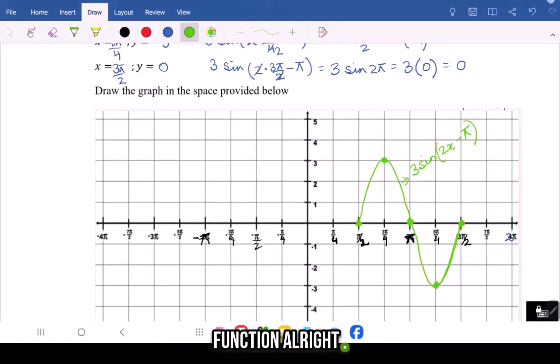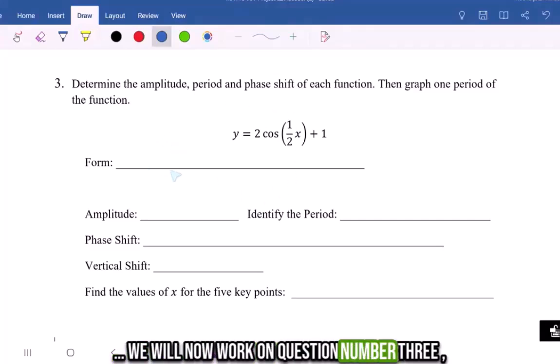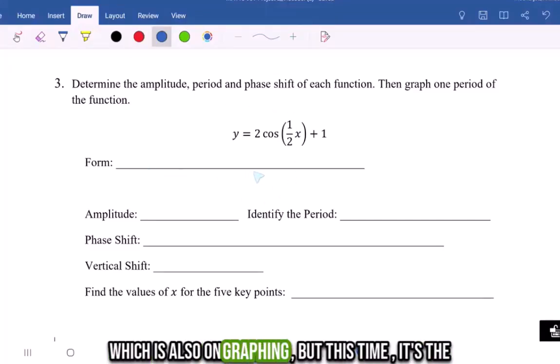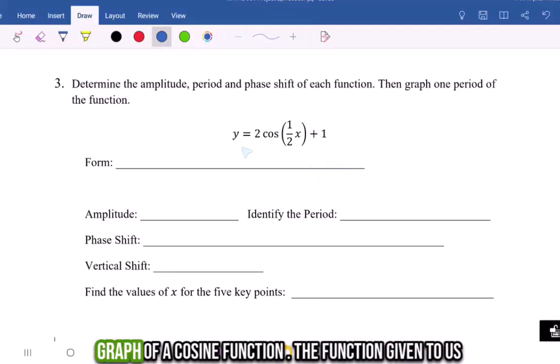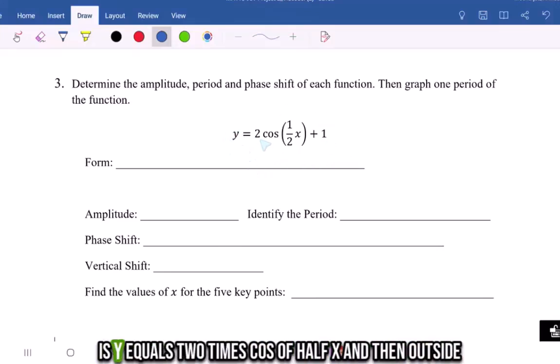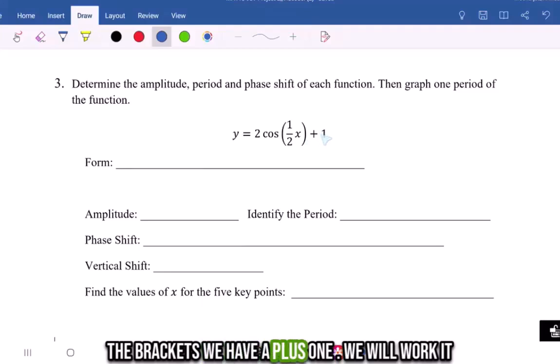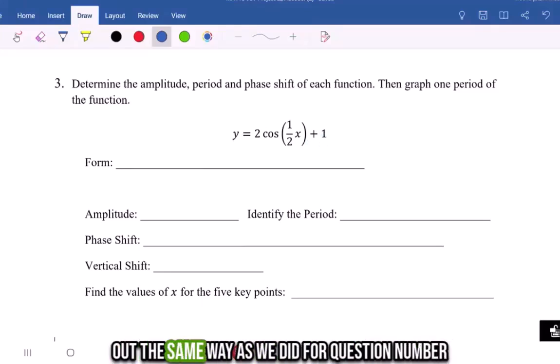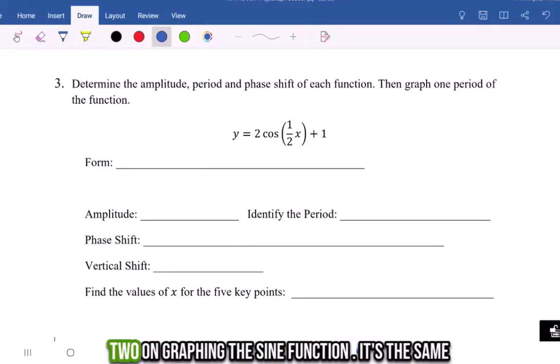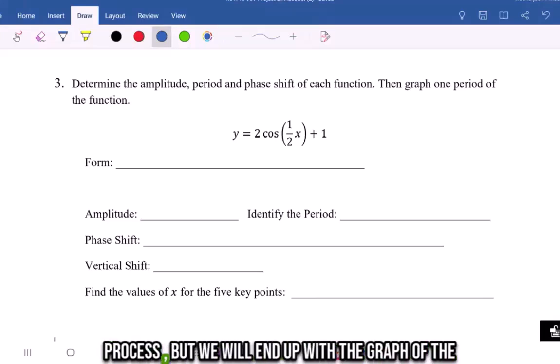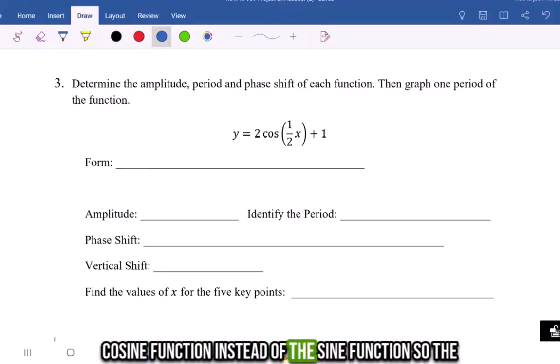All right? We will now work on question number 3, which is also on graphing, but this time it's the graph of a cosine function. The function given to us is y equals 2 times cos of half x, and then outside the brackets we have a plus 1. We will work it out the same way as we did for question number 2 on graphing the sine function. It's the same process, but we will end up with the graph of the cosine function instead of the sine function.